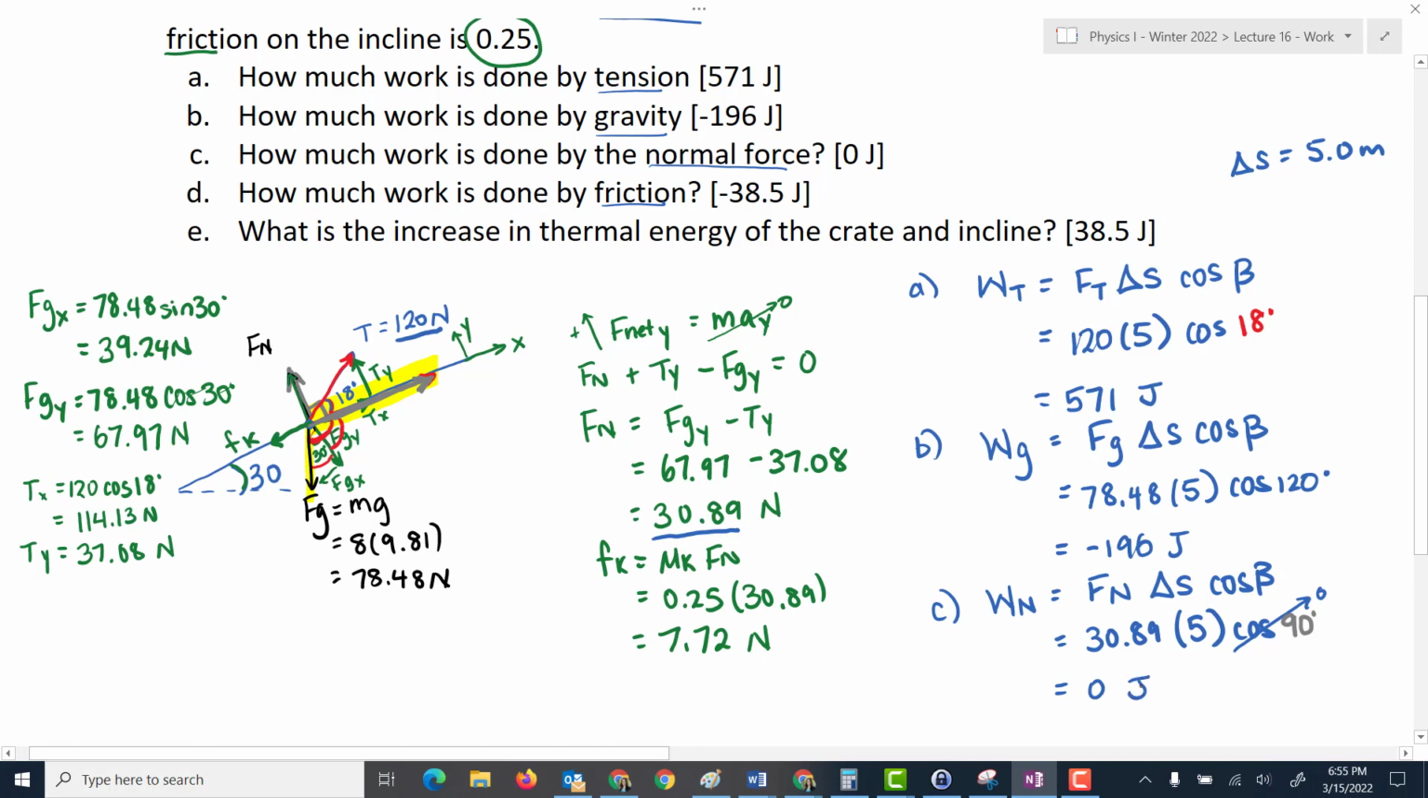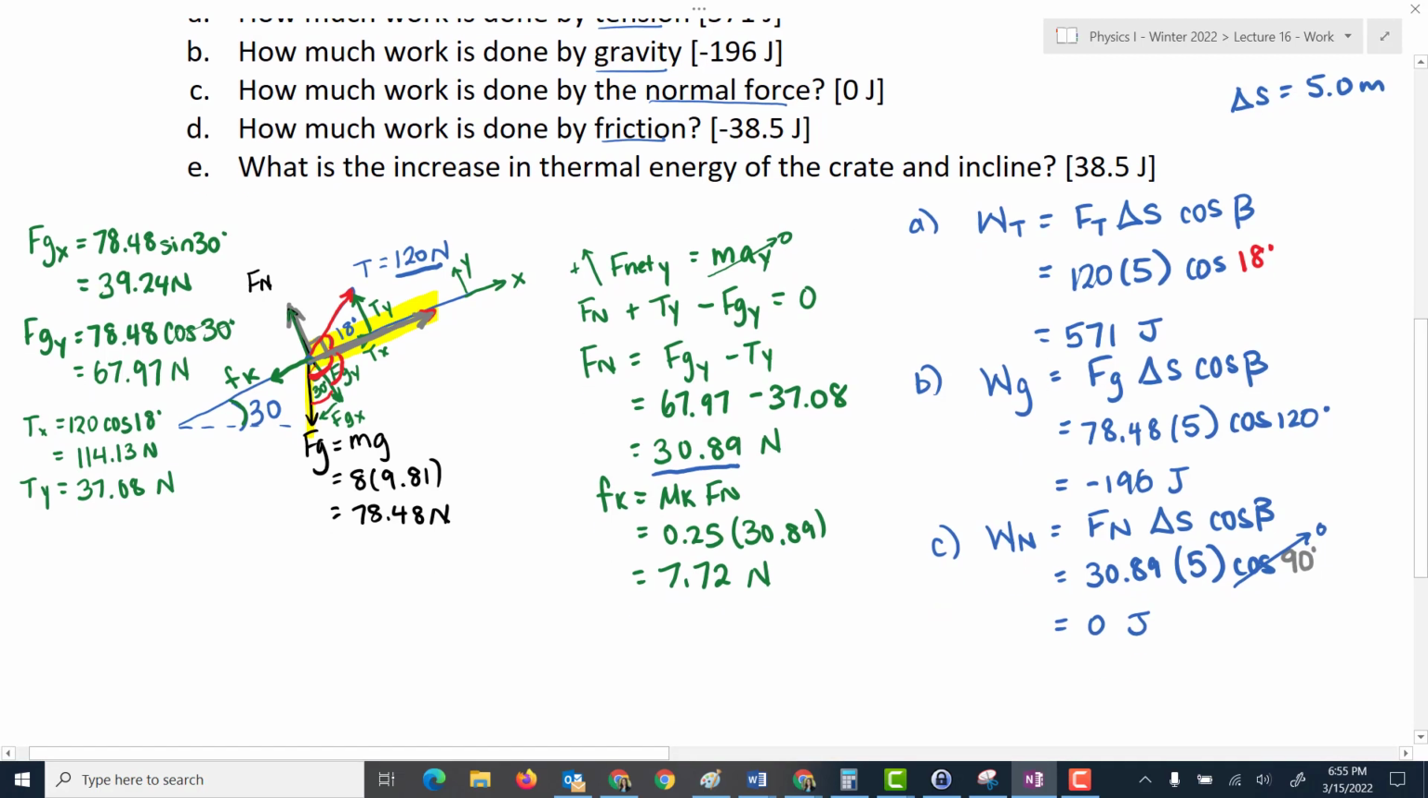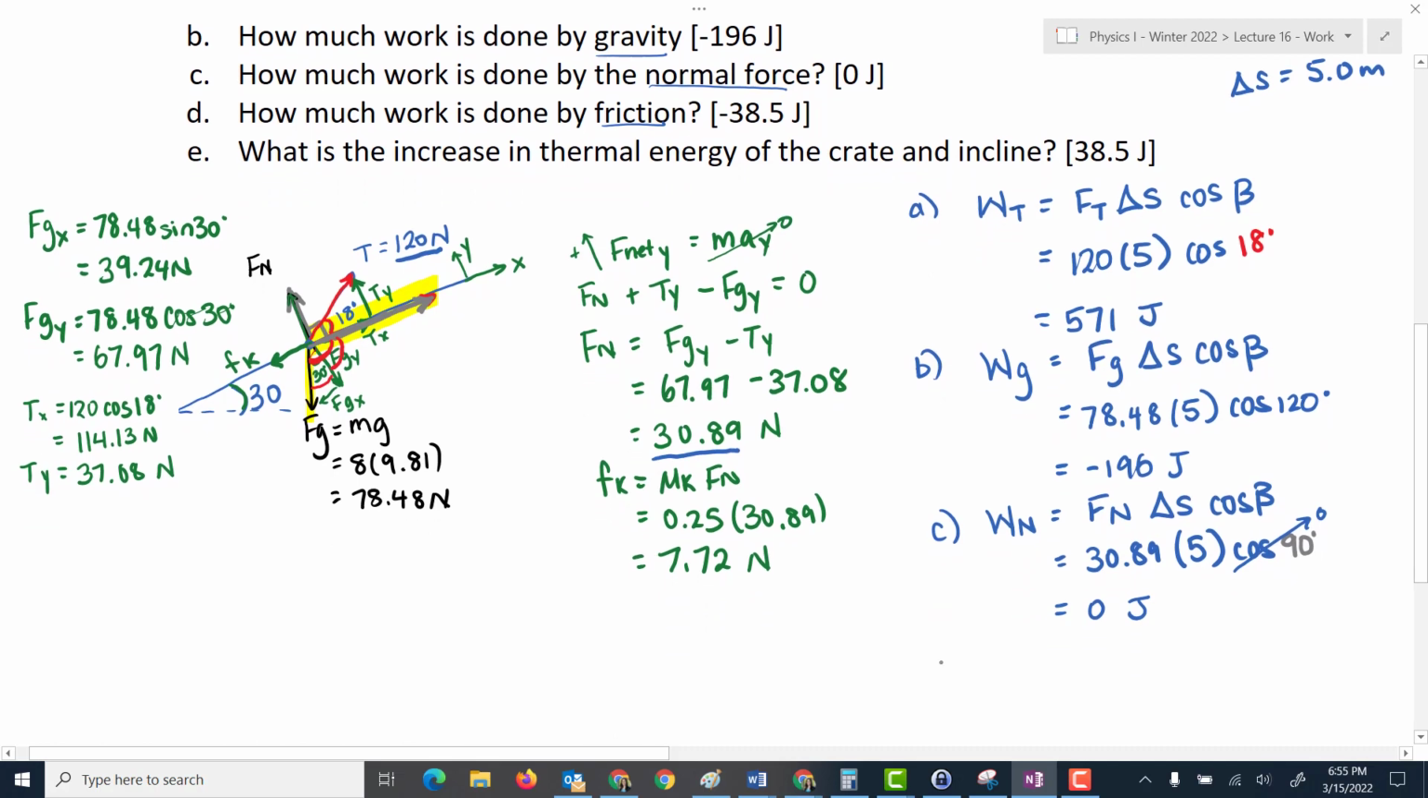So 0 joules. So that should make sense because the normal force is perpendicular to the surface. It's not helping the object move up the ramp. It's not helping it move down the ramp. It's not really influencing how fast it moves at all, okay? Because it's perpendicular to the surface. So it's not making it go faster or slower. It's not really doing anything. So that's why the work done by the normal force is 0.